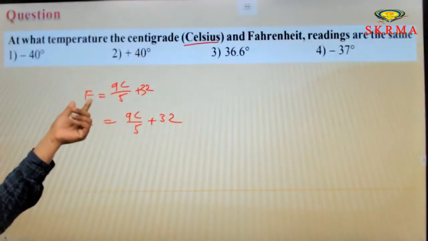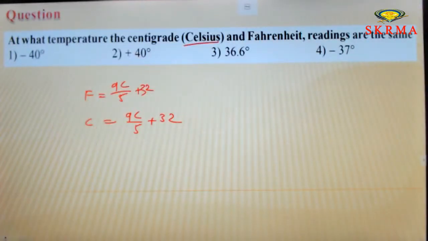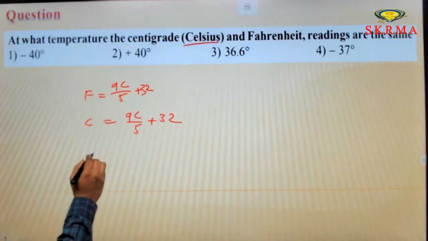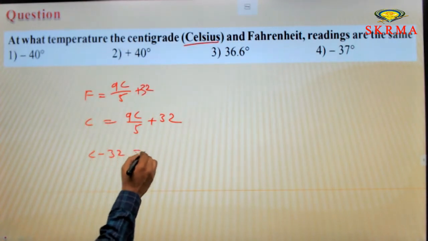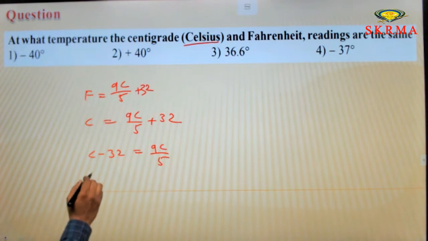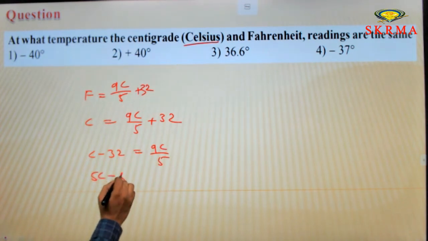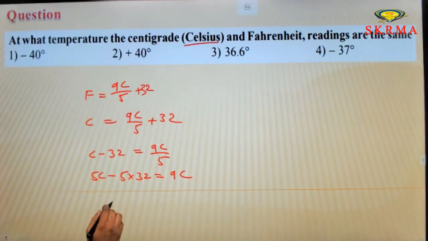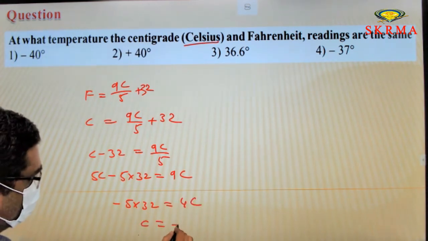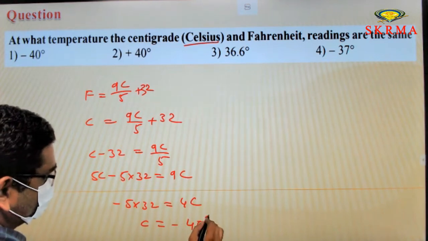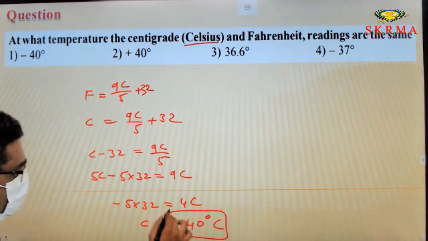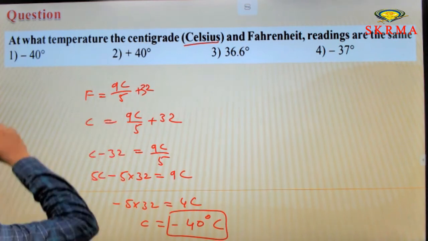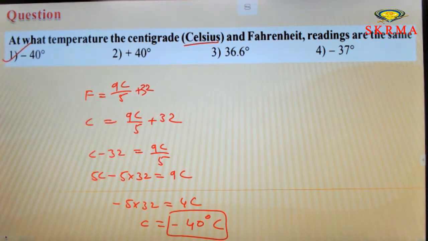So I am writing Fahrenheit in terms of Celsius. Now here, C minus 32 equals 9C/5. Cross multiply: 5C minus 5 into 32 equals 9C. Then minus 5 into 32 equals 4C. Then C equals minus 40. Minus 40 degrees Celsius.